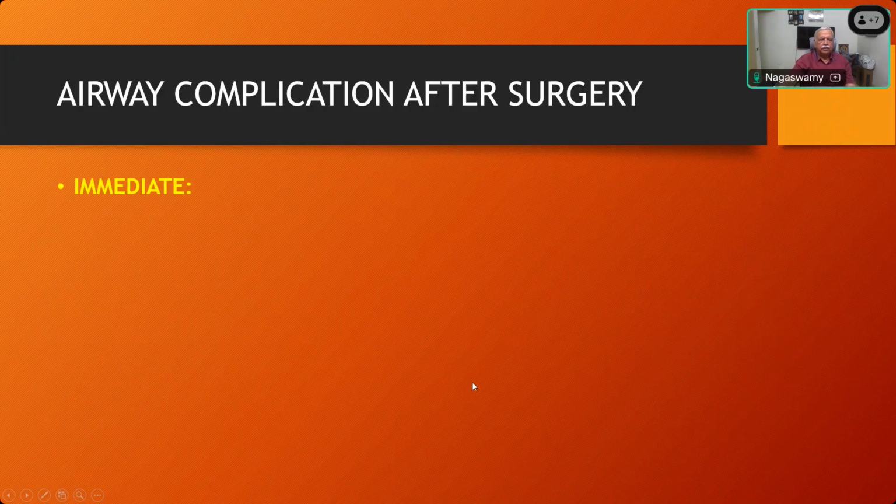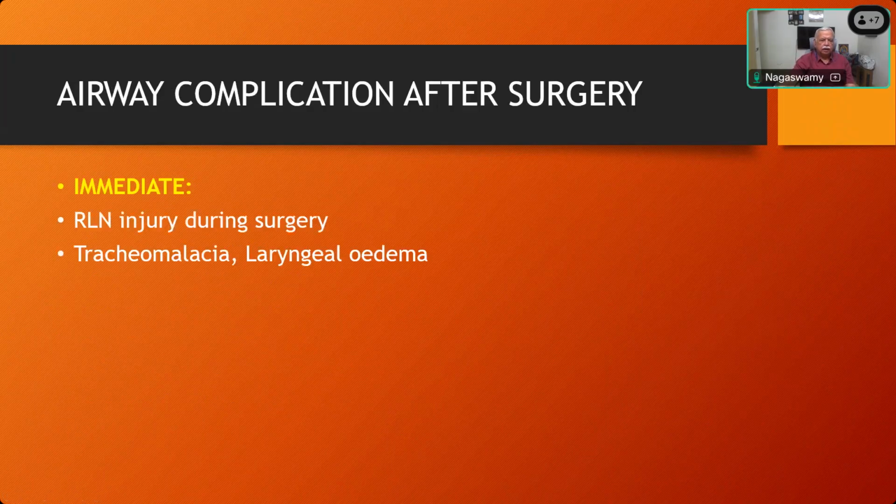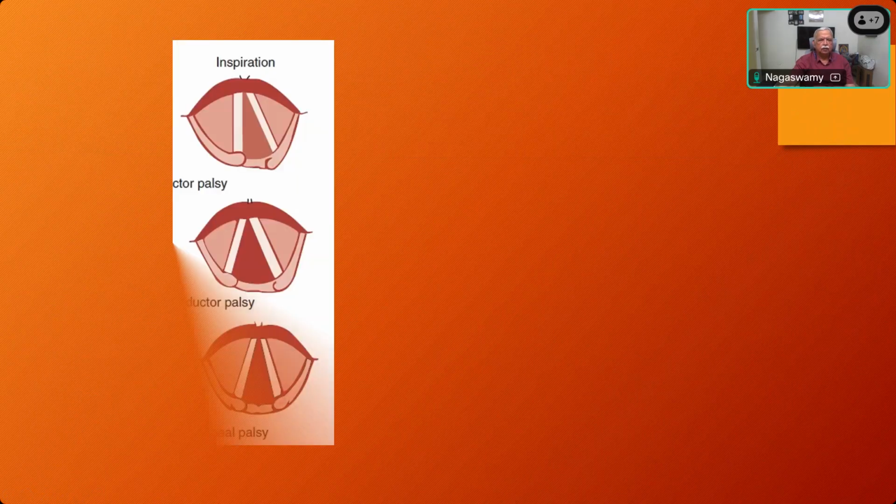And the complications after can be classified as immediate, intermediate, and late. Immediate: recurrent laryngeal nerve injury will be seen immediately, and tracheomalacia and laryngeal edema also happen immediately. Intermediate: hematoma. Late complications: hypocalcemia. So these are the common things that they ask you.